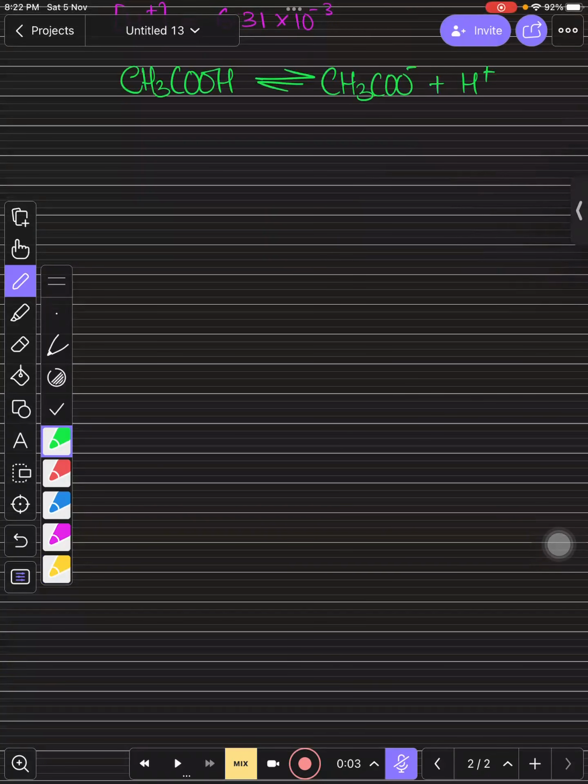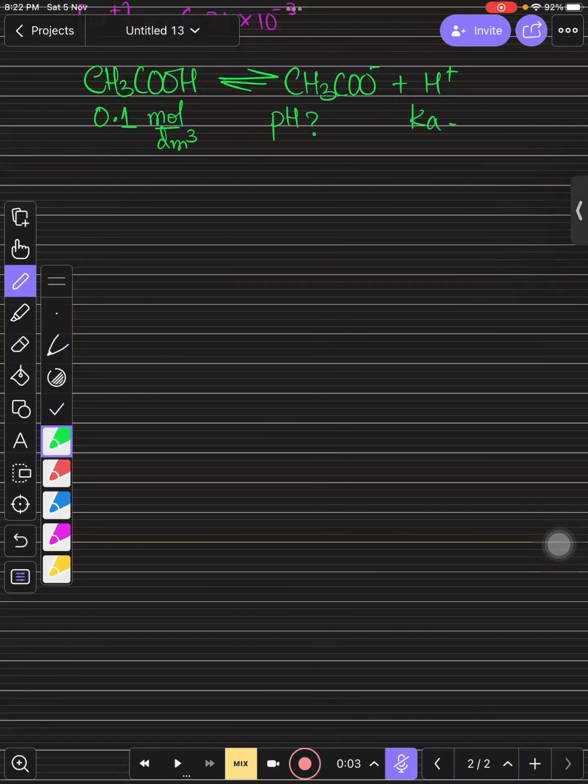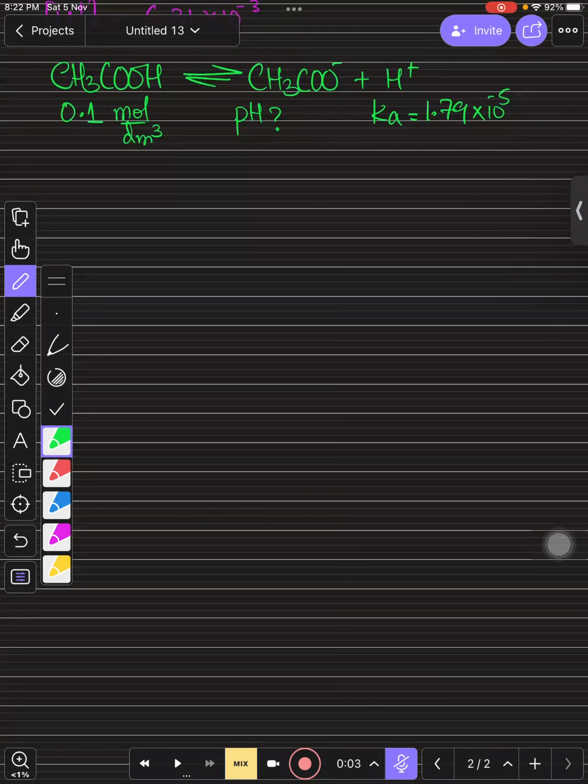For suppose I just give you the concentration of CH3COOH as 0.1 mole per decimeter cube. Right? This is the concentration you have. What you need to find out, bachcho, is pH. If the value of Ka is given to you, the value of Ka is 1.79, 10 raised to the power of minus 5. And the unit is mole per decimeter cube. Right? So how can you find out the pH of such questions in which the Ka is given and the concentration is given? Now it's very easy.